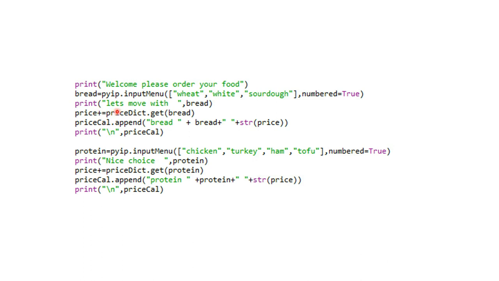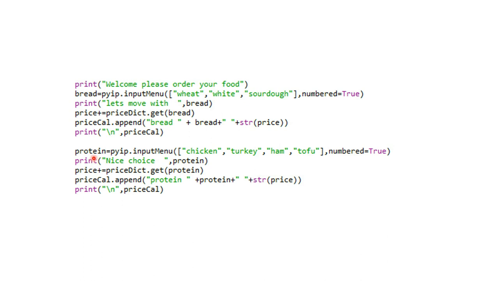So print, then we will put whatever thing he'll be choosing. Here what I'm doing is incrementing the price. First the price will be null, then I'm putting the price from the price dictionary, getting the price of the bread he has chosen. Then I am appending that particular bread, the chosen ingredient, along with his price. So the price will always be a cumulative price, adding up the previous price also.